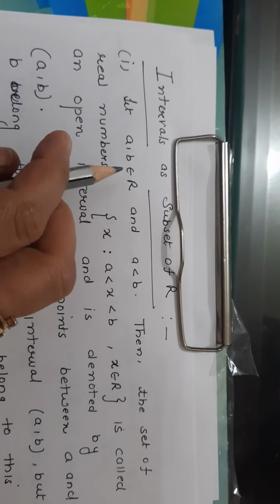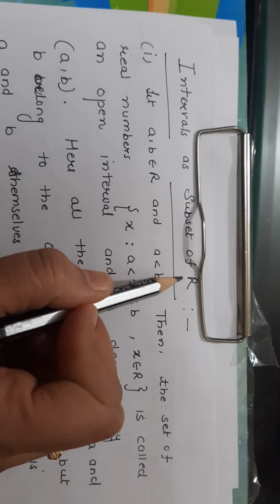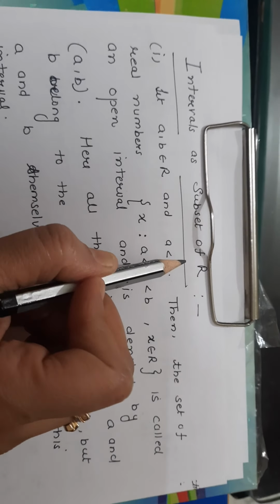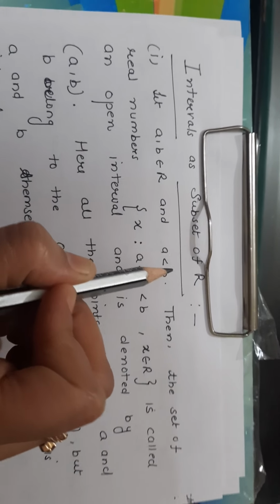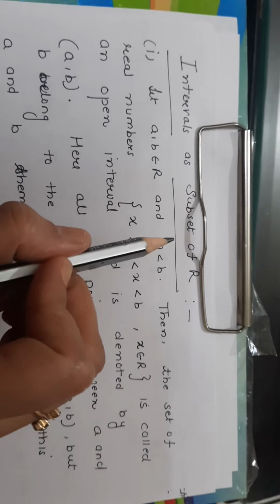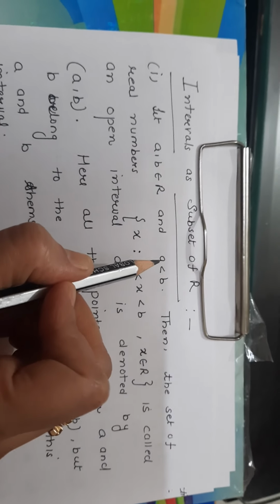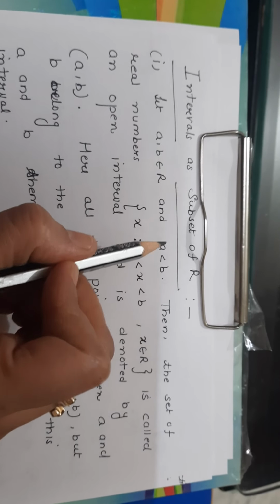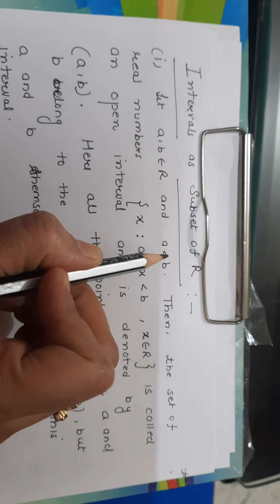Now again, very important topic from this exercise: intervals as a subset of R. In this topic, I am going to discuss how we are going to represent real numbers. We can represent the real numbers either in the set builder form or in the interval form. I am again repeating, we can represent the real numbers either in set builder form or the second form, interval form. We are never going to represent real numbers by the roster form.